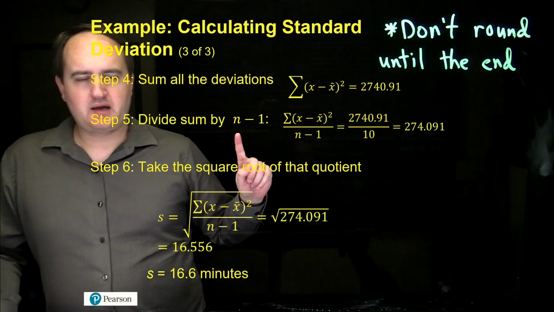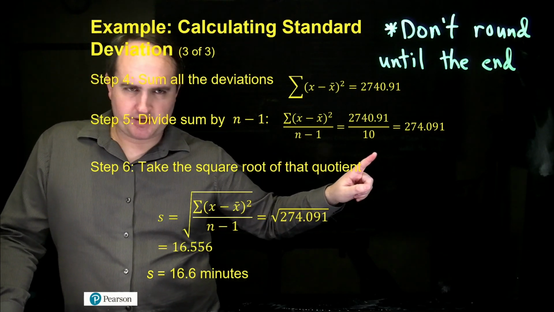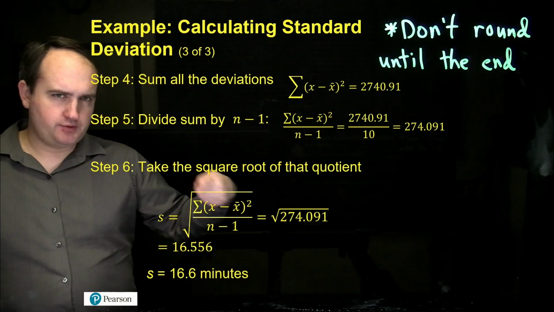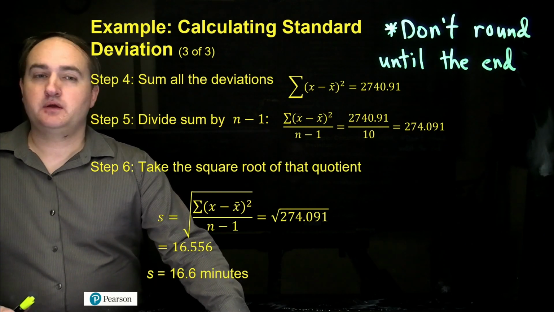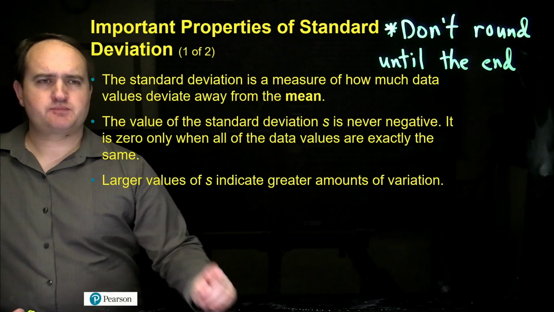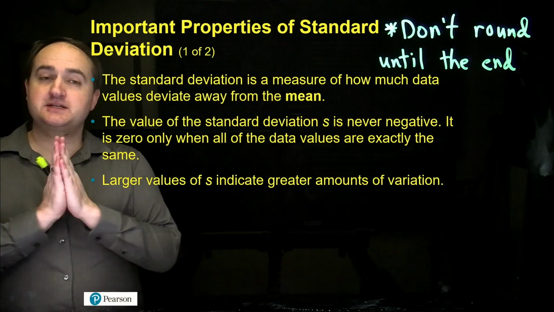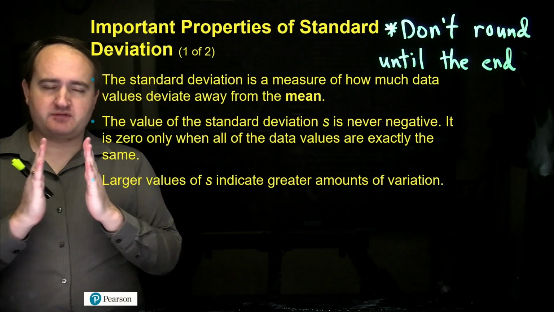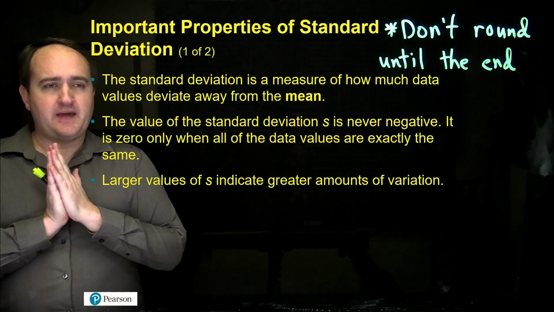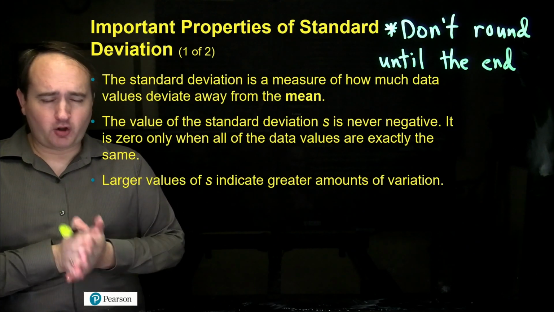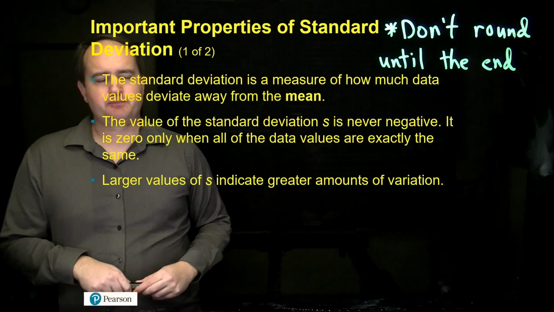Then you divide by n minus 1, which is always positive. And then square roots are always positive. So that's why the standard deviation is always positive. Or it could be 0, in which case, if you have a standard deviation of 0, that would mean that all the data values are exactly the same.